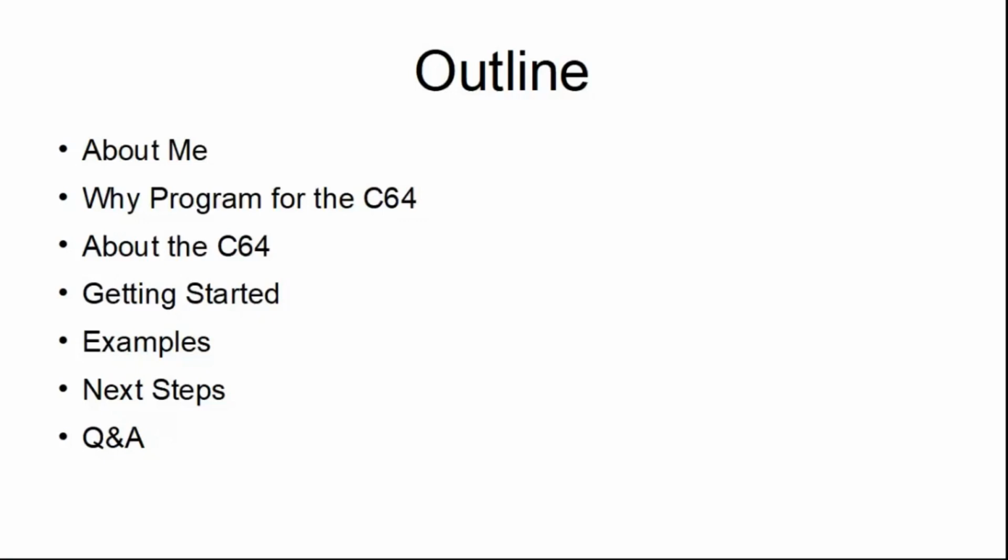So this presentation I've outlined right here in terms of the topics I'm going to discuss. First, I'm going to talk a little bit about myself, who I am, how I got into programming. And then we're going to talk about why I even program for the Commodore 64 to begin with. And then we're going to discuss the Commodore 64, a little bit about the history and some of the technical specifications and features. And then we're going to talk about what you need to learn and know about in order to get started in programming for the Commodore 64. And we're going to jump into some actual coding examples, which will be very exciting. And then we're going to discuss some next steps that I would recommend once you have the basics of programming down. And finally, going to wrap up with some Q&A.